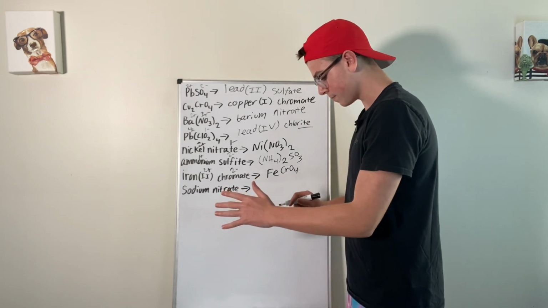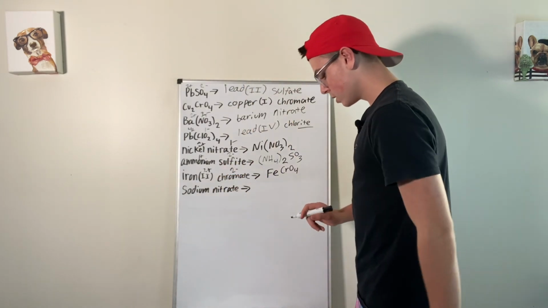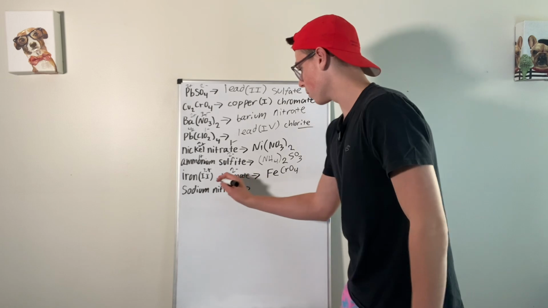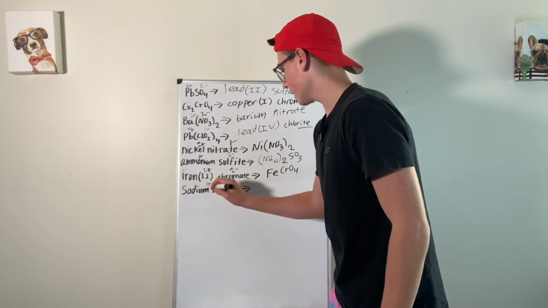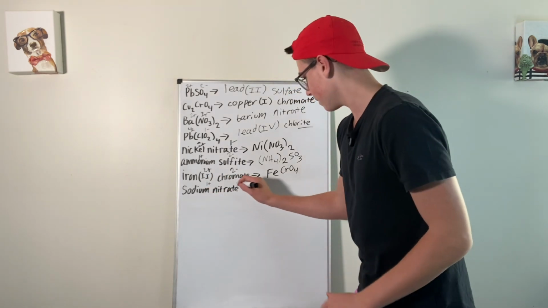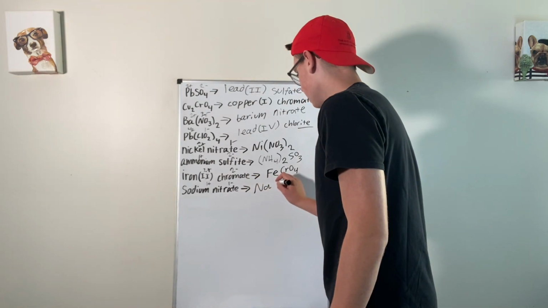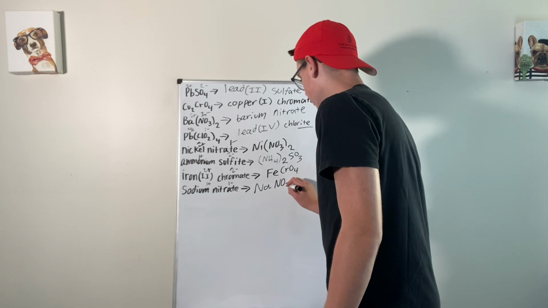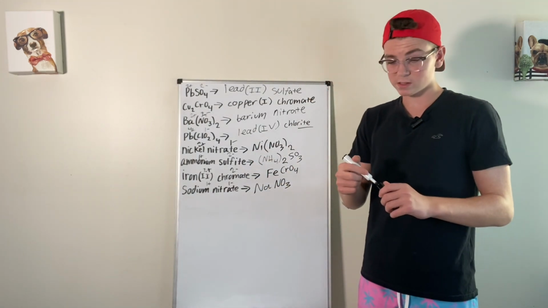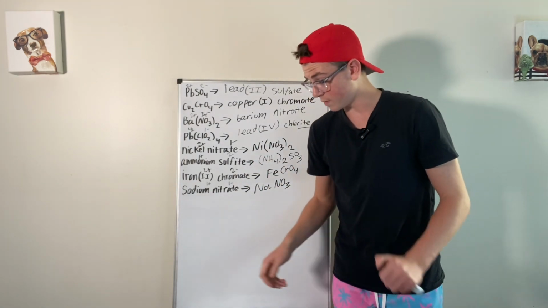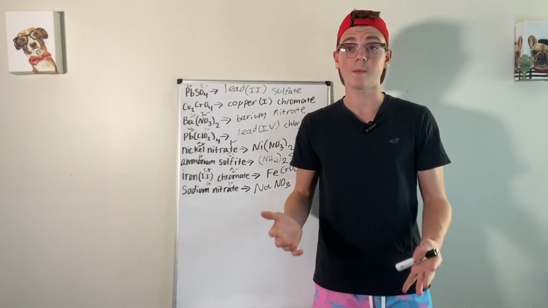And then sodium nitrate. So sodium is a 1 plus, and nitrate is NO3 negative, so 1 minus. So we'll just say NaNO3. And that's the basics of ionic compounds with polyatomic ions.